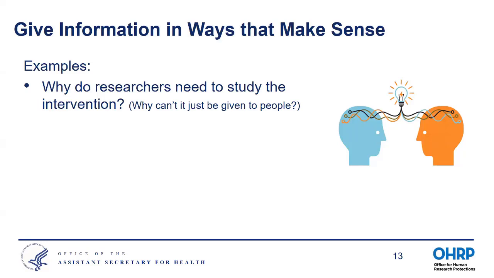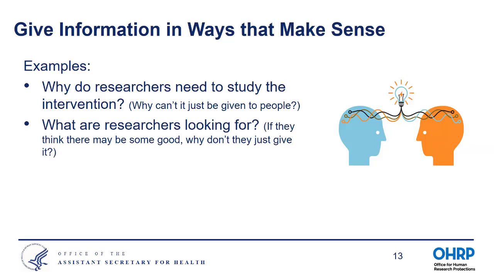And people might have questions like, why do you need to study this intervention? Why can't you just do it? Just do it and see if it works. Why is it that you need to study this in some kind of formal way? And what are you looking for? If you think it might work, why can't you just give it to people? Why do you have to go through this research process? Why do we have to consider being in a randomized study where some people get it and some don't? Why can't you just give it to us? And these are really valid questions that people need to understand if they're going to join a study, because it speaks to why we have uncertainty in research, and that's helpful information for them to have.